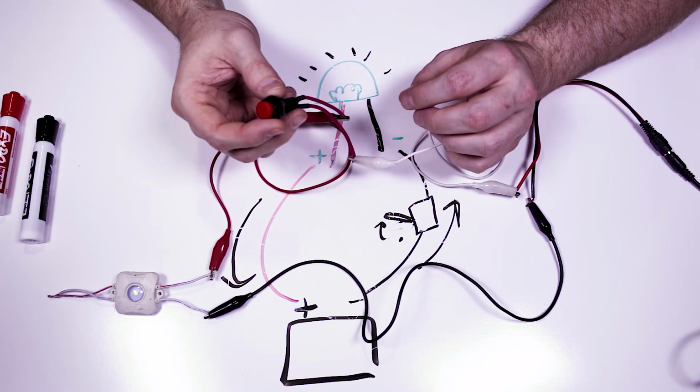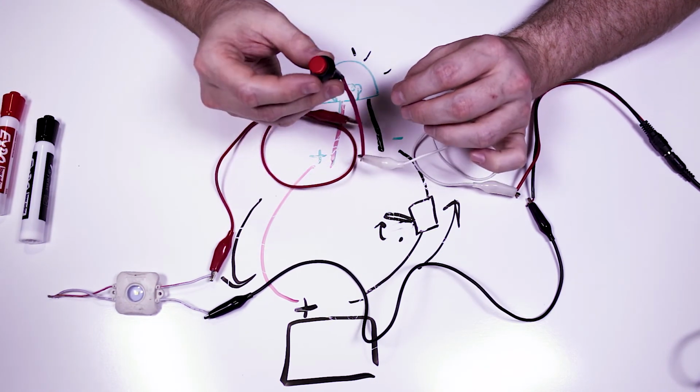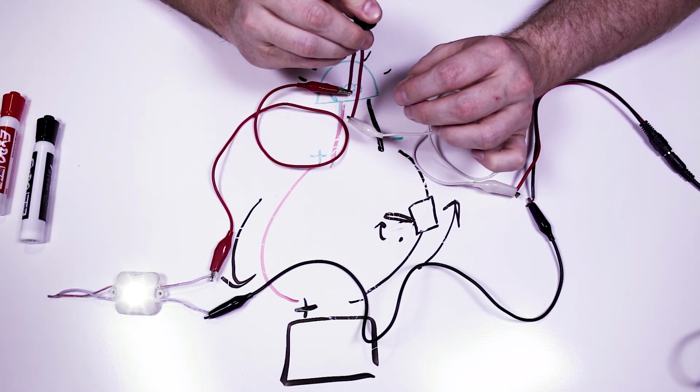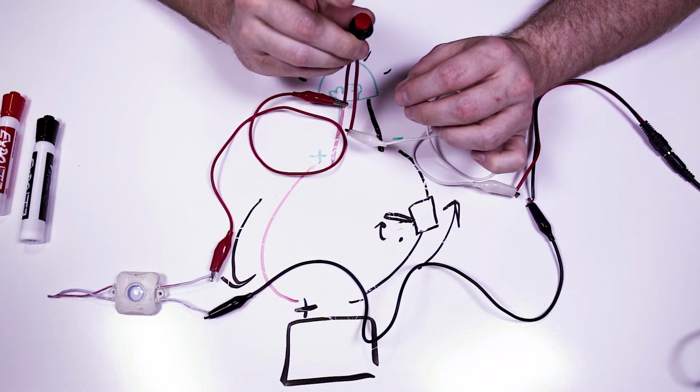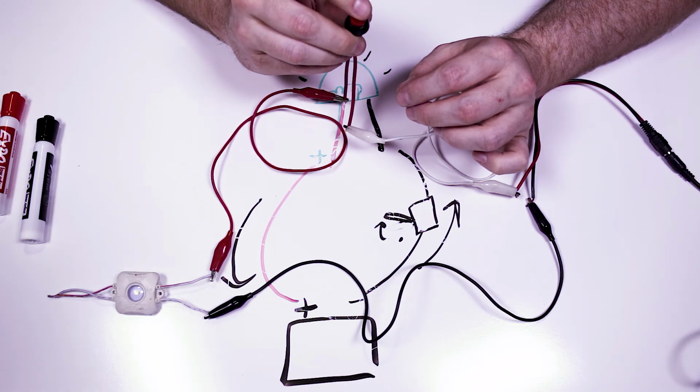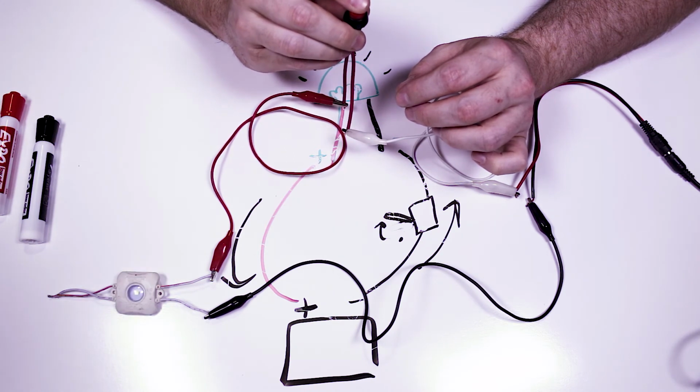And so now, as you can see, the light is not on because the button is not being pressed. But as soon as I press the button, let there be light. There you go, just like that. And when I let go, boom. That is as basic as it gets right there.